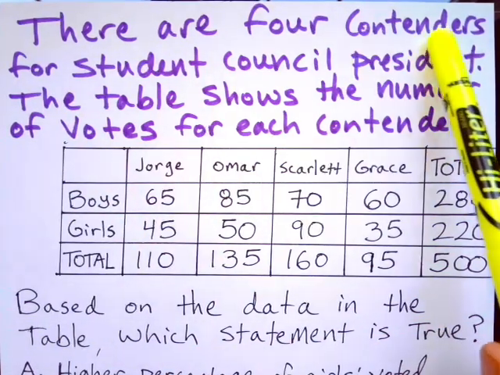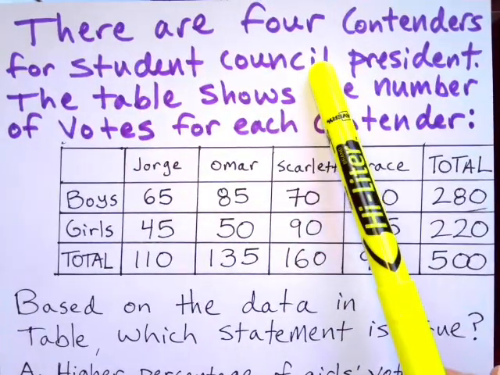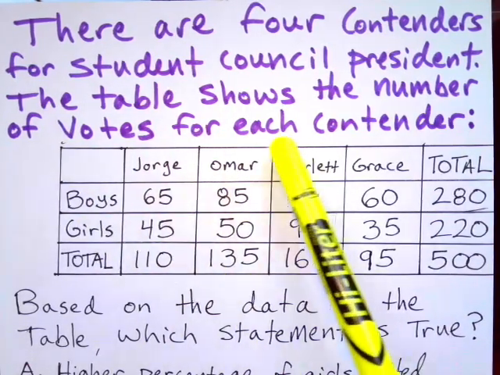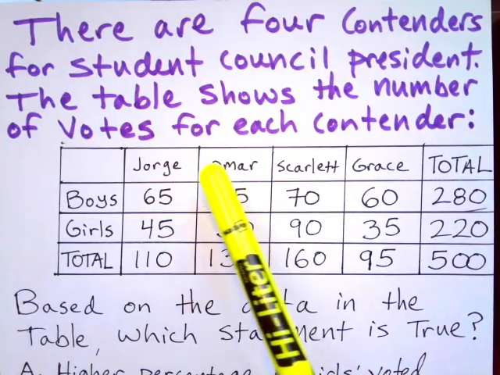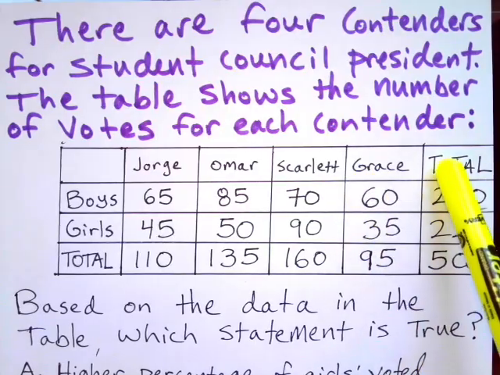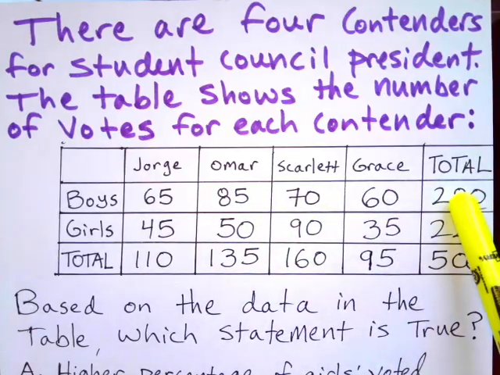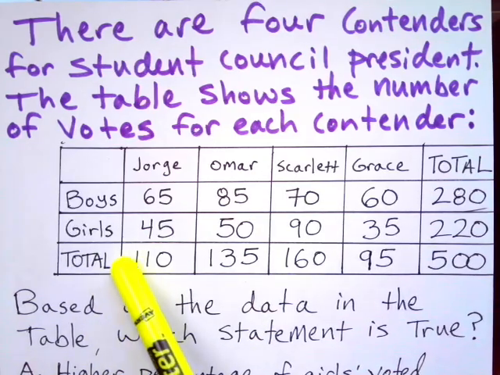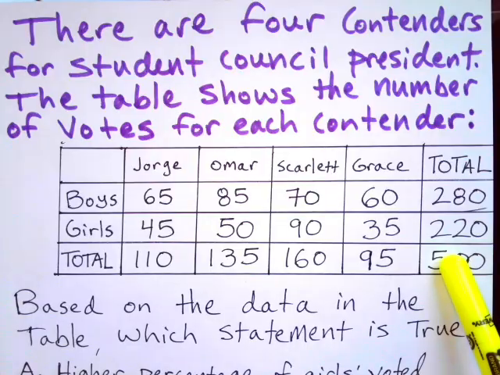There are 4 contenders for student council president. The table shows the number of votes for each contender. So we have Jorge, Omar, Scarlett, Grace. Here's the total number of votes for boys, 280. For girls, it was 220. And the total votes, 500.